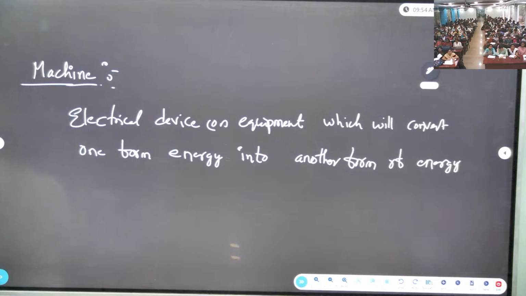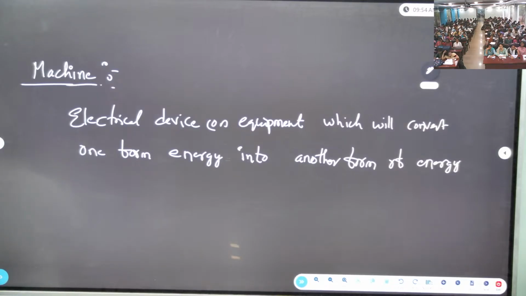Simply take this fan. What is the input of this fan? You are giving electrical power. Whenever you switch it on, you are giving electrical power, so the input is electrical power. Whenever you switch on, what happens actually? If it is in the off position, it is stationary. Whenever you switch on, this fan starts rotating.